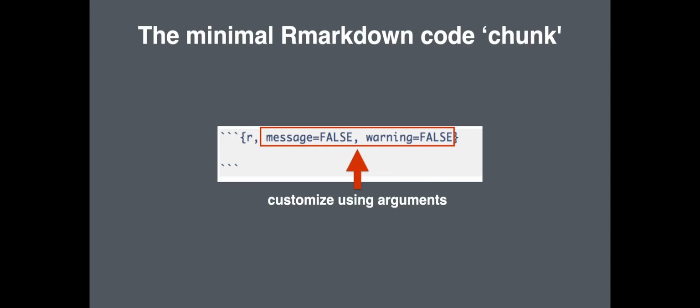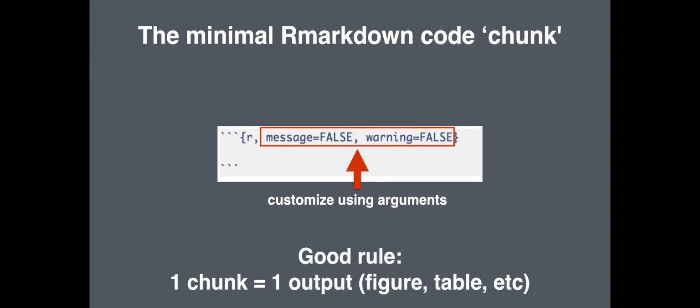So you can customize these code chunks using arguments just like you've been doing for different functions throughout the course. A good rule is that one R Markdown code chunk should produce 1 output, a figure, a table, etc. If in the case of our essential code chunks, we had 2 different things being made, maybe a table and a figure, then we would want to split that code chunk into 2 R Markdown code chunks so that each one generated only a single output.